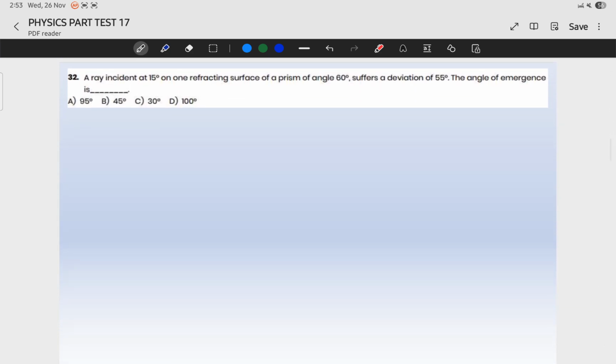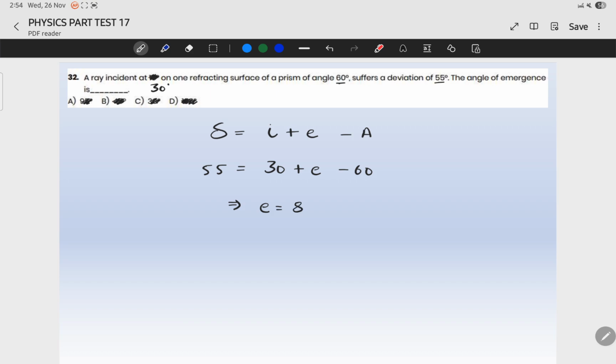Next question. The question was slightly changed. So I was given to be 30 degree and the options were changed. So I'll just cut it here. So the rays incident at 30 degree, angle of prism is given, deviation is given, angle of emergence is asked. So we know simple equation delta is equal to I plus E minus A. So it is given to be 55 is equal to 30 plus E minus 60. When we solve it, we get E is equal to 85 degree.